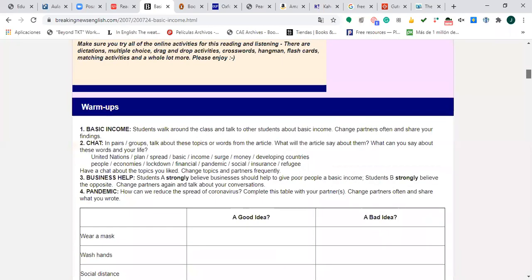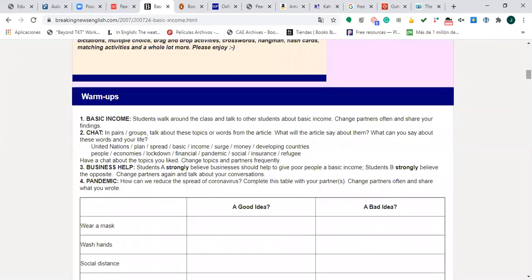All right? And then you have the stages of a lesson. Remember, this is a lesson. With this article, news article, you have a lesson. The warm-up is the pre-activity, the pre-reading stage. So you have basic income.